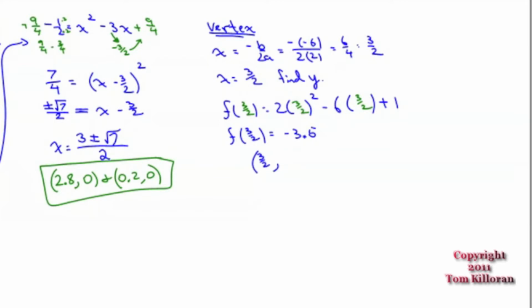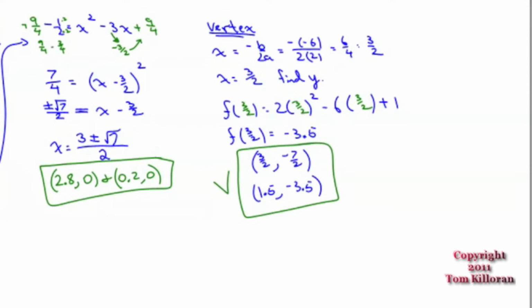See, this one's written as 3 halves. It's better to write this one as 7 halves. Or you can write this as 1.5 comma negative 3.5. You want your coordinates to correspond. If one's a decimal, make both of them a decimal. If one's a fraction, make both of them a fraction. Both of them are acceptable for me. I'm not sure how the computer is going to treat it. So those would be your vertex, the highest or lowest point on the graph.